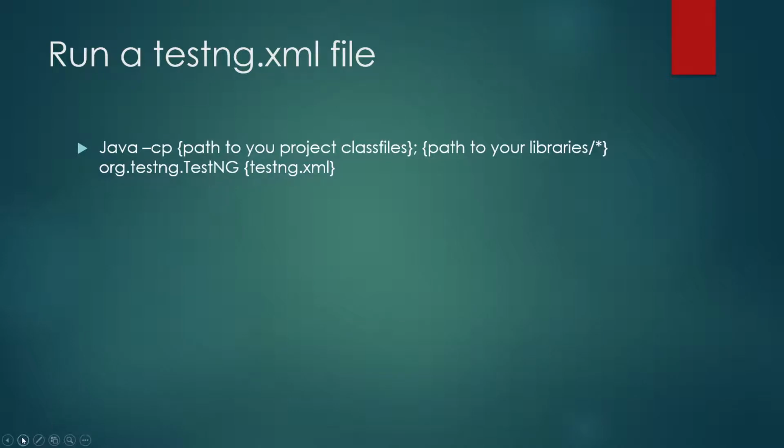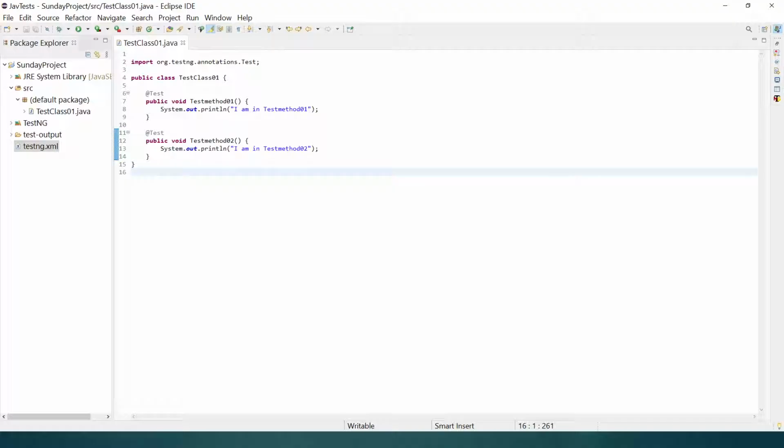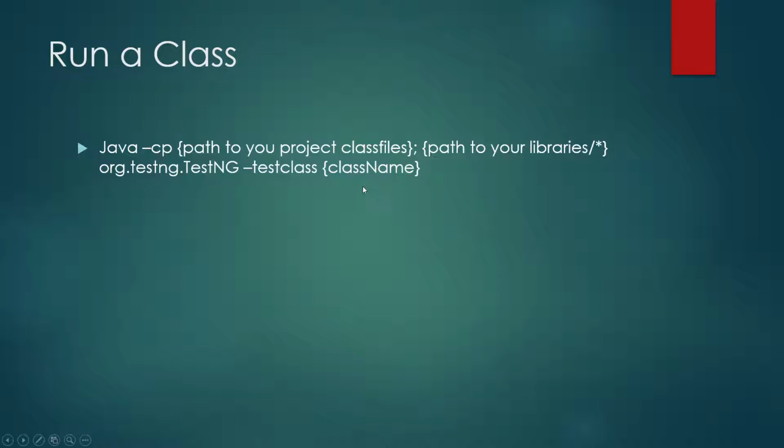And similarly, if I want to run a class, I'm doing the same thing, and this time I'm passing this argument, that is my class name, to the same class, that is TestNG. If I want to run a class, not using TestNG XML file, but using the test class as an argument and passing it to the TestNG class, it does the same thing. It is executing my test. It is printing the two statements again as an output in the command prompt.